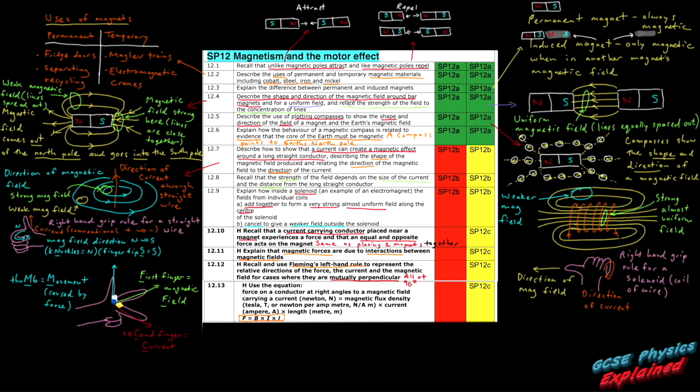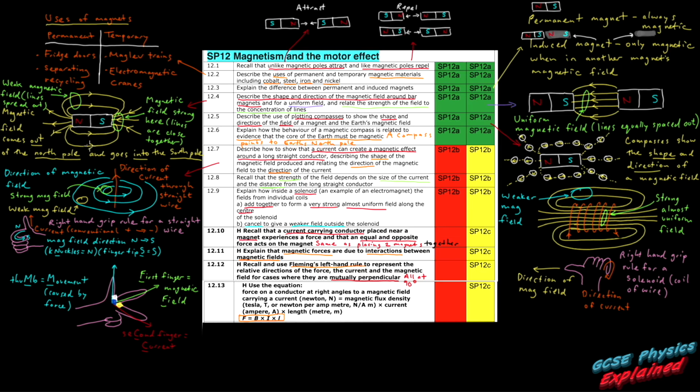Describe the shape and direction of the magnetic field around bar magnets and for a uniform field, and relate the strength of the field to the concentration of the lines. Now that's what I've just explained with the electric fields. So with a bar magnet, the lines are closest where the poles are. So the magnetic field is strong here because the lines are close together, exactly the same here. And the magnetic field is weak on the outer edges over there and over here, further from the magnet. And that's because the further away from the magnet you get, the weaker the magnetic field is.